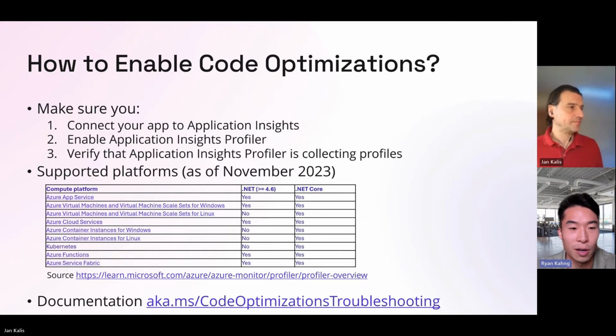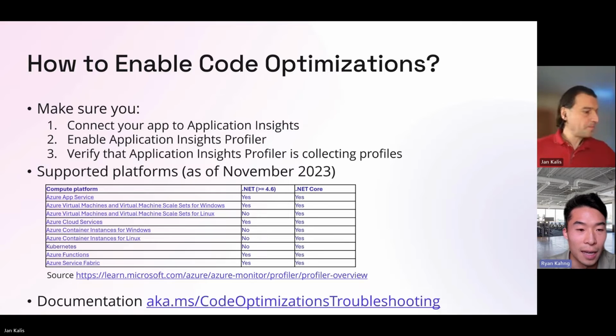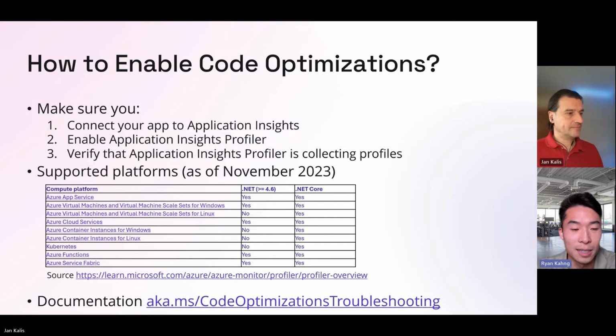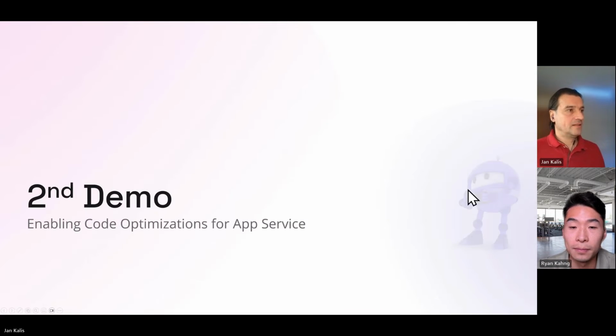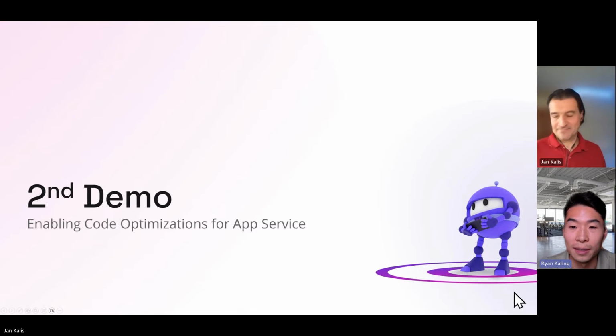So there are 3 columns. The first column shows you the specific compute platform. Second column shows you for .NET, which of those are supported. And then the third one is for .NET Core. And for today's demo, we're going to be showing you the Azure App Service in .NET. And then at the very bottom, there's a link for documentation where it covers all the same content that we'll be covering today. So on to our next demo. Let me share my screen.